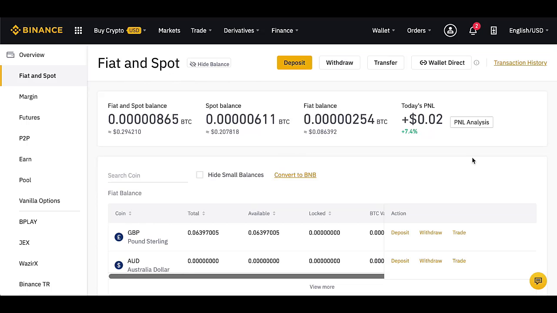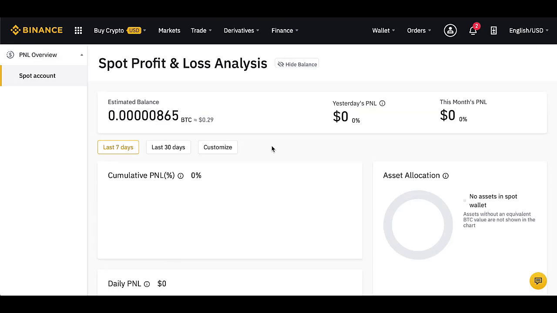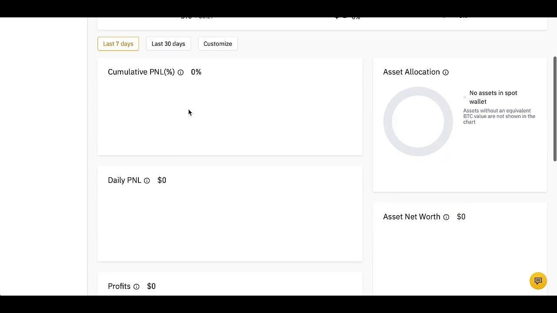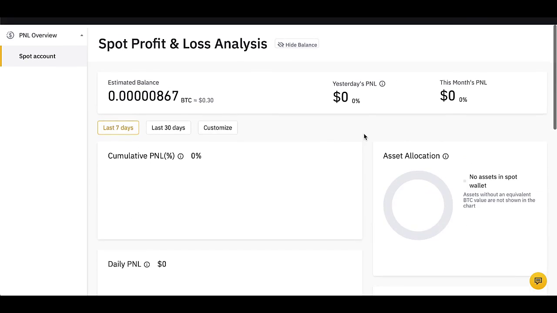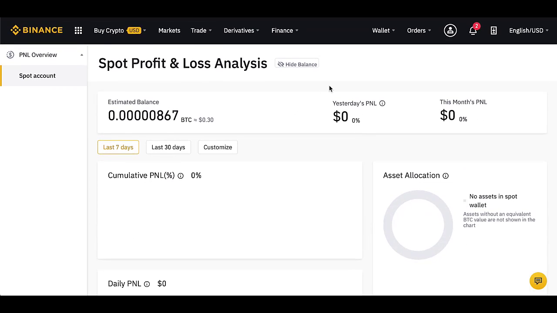If you just click on P&L analysis right here, it's also a really great way to see the analysis of all the cryptocurrencies on your account. You can see your P&L for the day and the month. It's all going to be right here and it's going to give you some graphs. Now, this is an account that I've just used for tutorials, so it hasn't got a lot of history, but it will all be here for you.